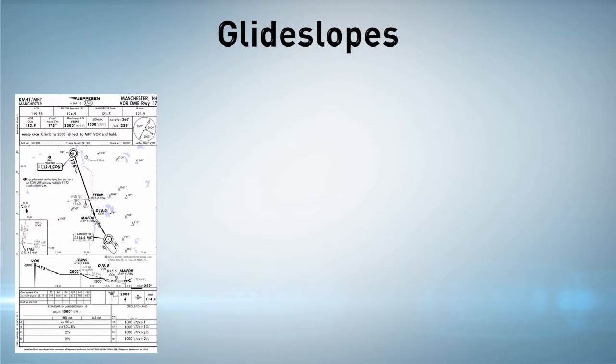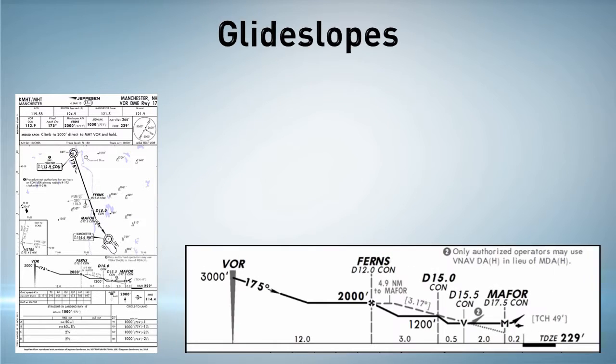Jeppesen will frequently include much of this information in their charts. Here is just one example. You can see that if you cross the final approach fix at 2,000 feet, the glide slope will be above you until you intercept it at 4.9 nautical miles from the VOR. At that point, you will fly the 3.17 degree flight path angle, which will take you over the step-down altitude.